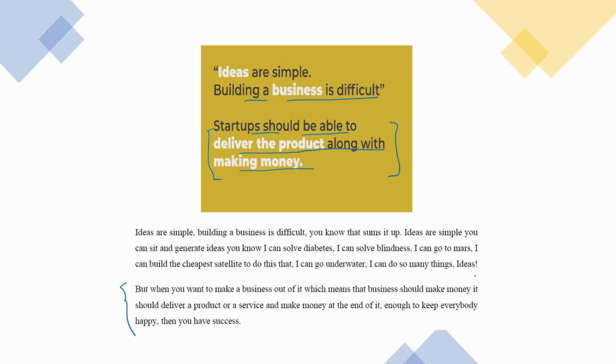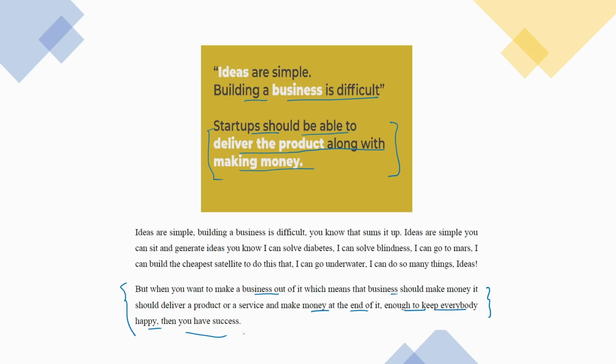Now, even if you see the last paragraph, if you just read it out, when you want to make a business out of it, which means the business should make money, it should deliver a product or a service and make money at the end of it, enough to keep everybody happy, then you have success. Okay. Now, obviously, money is not everything, but then if you are running a company, running a business, you want to take your things seamlessly forward, like mentioned by one of the runners, to keep the startup running and smoother cash flow, because there are n number of things which need to be taken care of in terms of financials. And if you have your financials coming up great, things will flow.